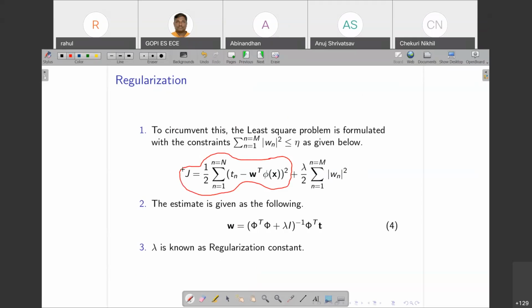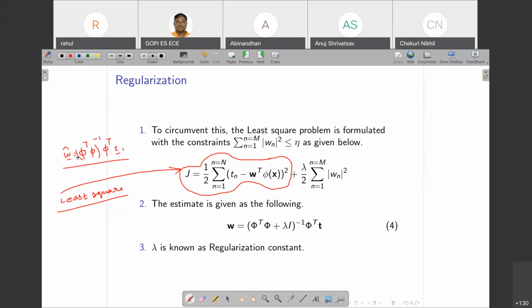So this is what we call the least square setup. If I'm having only this objective function, the solution for this w vector is going to be phi transpose phi, the whole inverse, phi transpose t. So this is very straightforward.